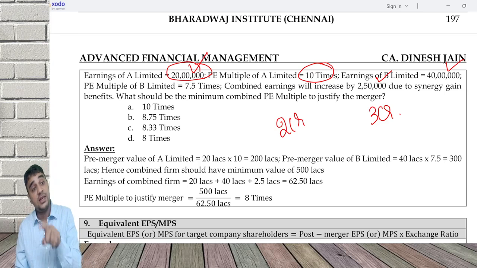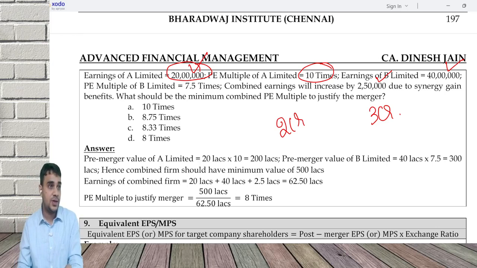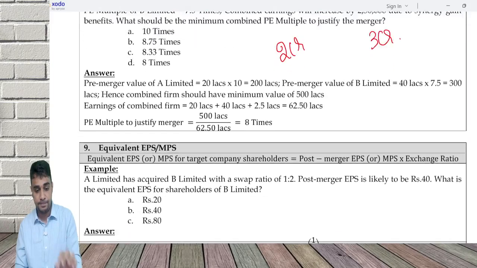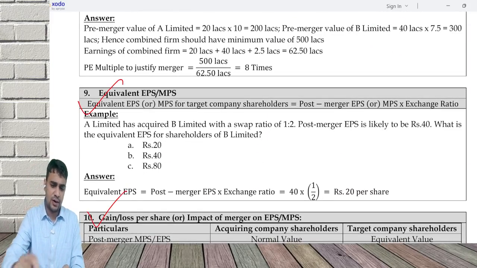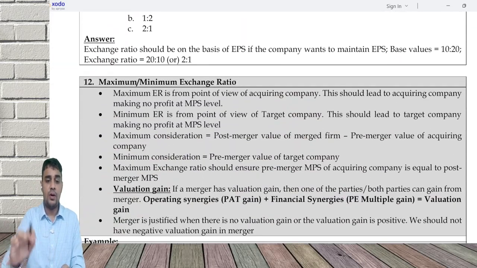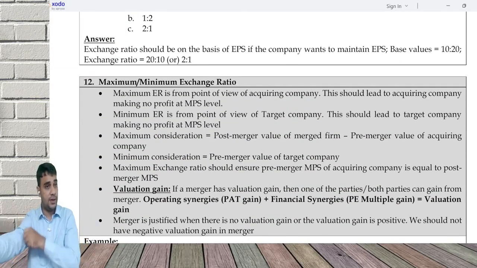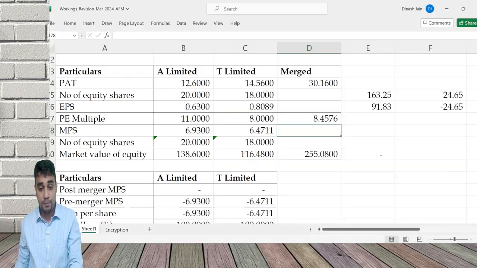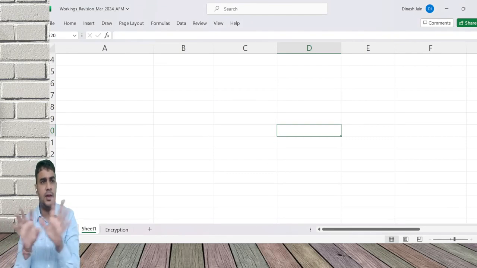What is the weighted average P multiple? It is PAT of AC into its P multiple, plus PAT of TC into its P multiple, divided by PAT of AC plus PAT of TC, with no synergy gain added. This is not the minimum P multiple I want to justify a merger. Equivalent EPS, gain or loss, and exchange ratio are discussed. Next, the minimum and maximum exchange ratio. First I'll explain the concept and do the problem later. First 30 minutes, let me quickly close all the concepts, then doing the problem together is easier.